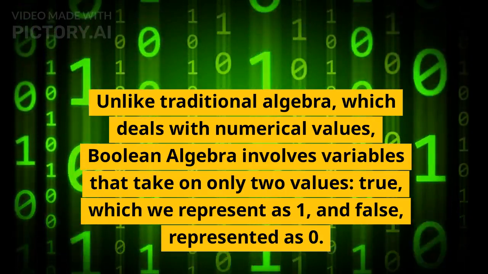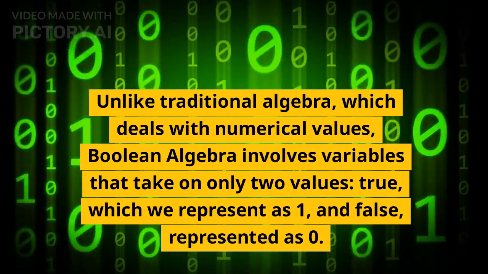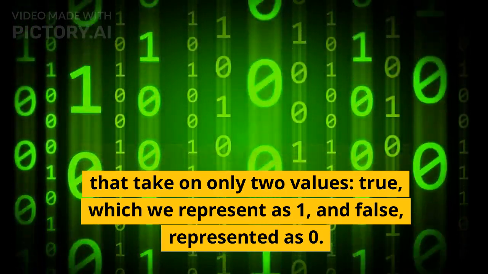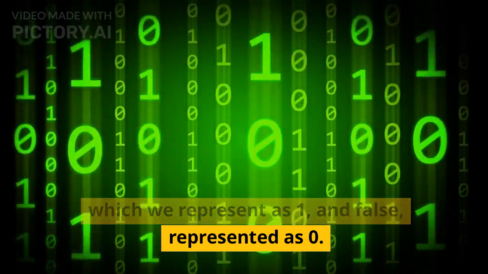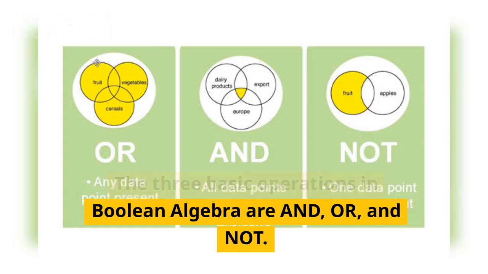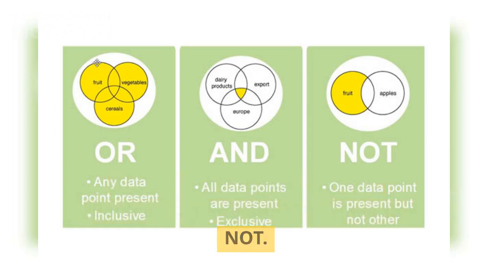Unlike traditional algebra, which deals with numerical values, Boolean algebra involves variables that take on only two values: true, which we represent as 1, and false, represented as 0. The three basic operations in Boolean algebra are AND, OR, and NOT.